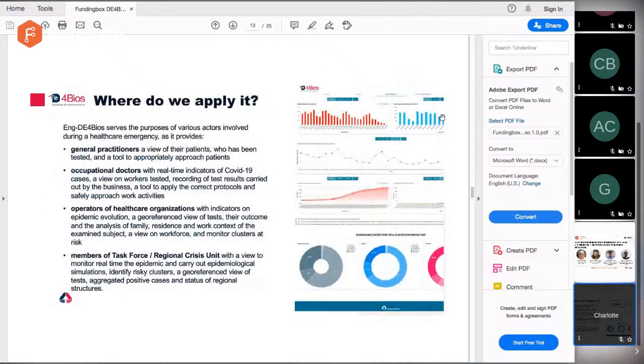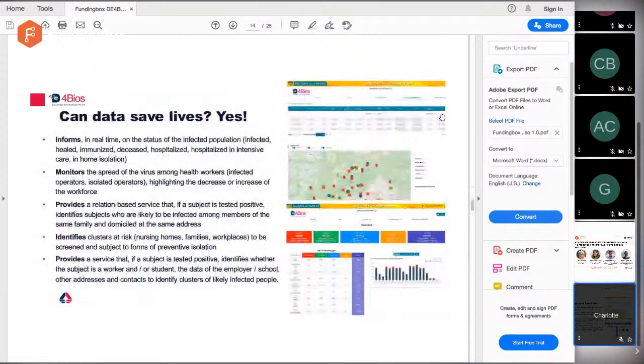So we can also have all the analytics, but the general practitioners, the people working in the labs, the companies, or the operators in healthcare, in the hospitals, or the task force, can see on the map very precise information about where you are, if you're at home, in the hospital, in quarantine or intensive care, and providing all the information which is relevant.